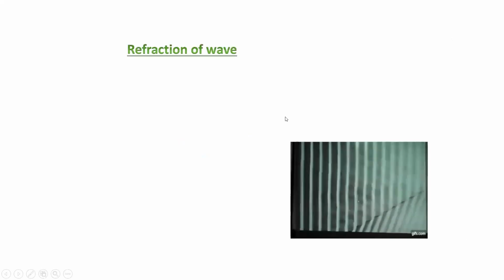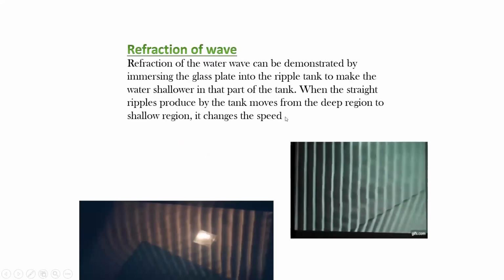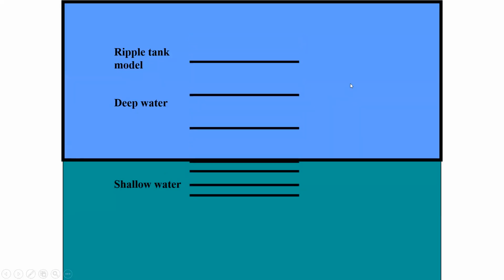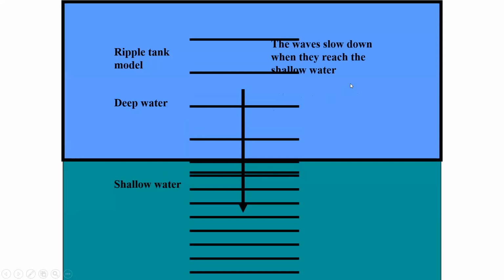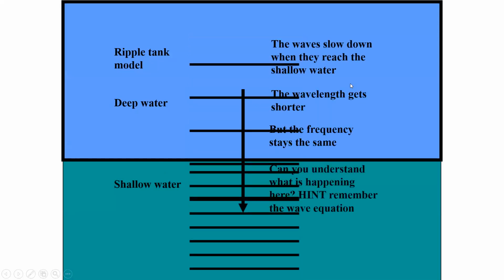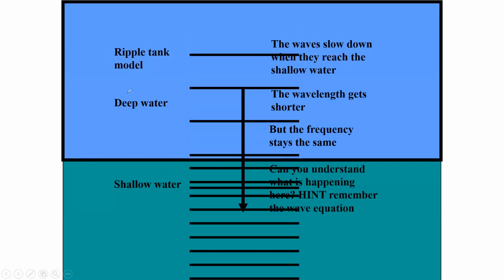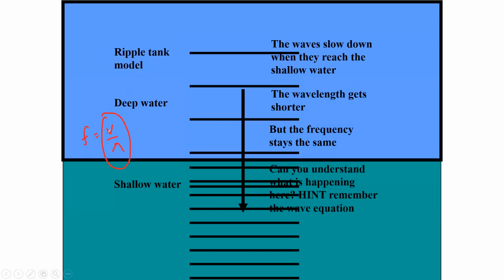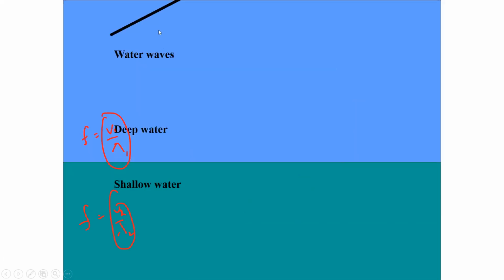Then what is the concept of refraction? Refraction means when the wave changes speed as it travels from one medium to another. As the wave moves from deep water to shallow water, in deep water it can move faster, but as it enters shallow water, it slows down. As a result, we see the wavelength decrease and speed also decrease, but the frequency remains unchanged, because frequency is the ratio between the speed and the wavelength. So this ratio remains constant. Here V1 and lambda 1 are different from V2 and lambda 2, but the ratio between them is the same. That's why the frequency does not change.